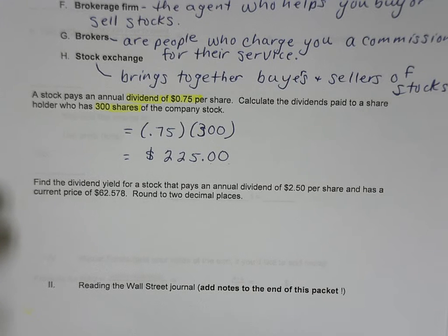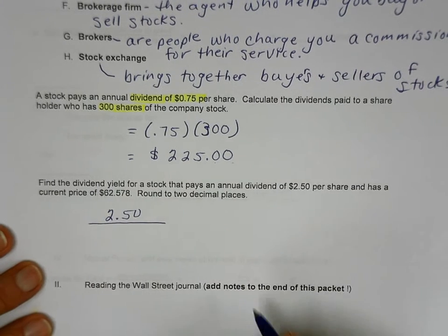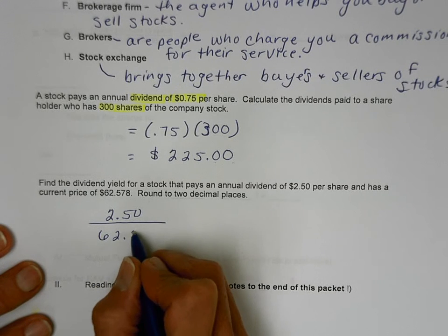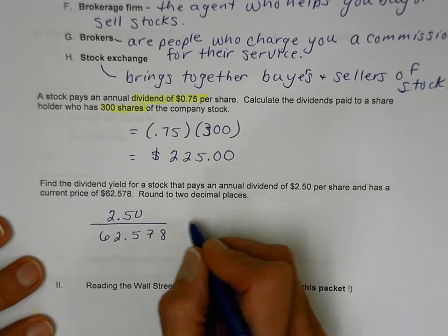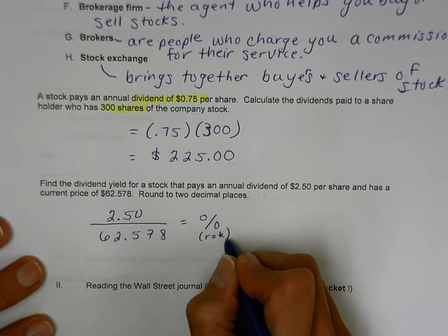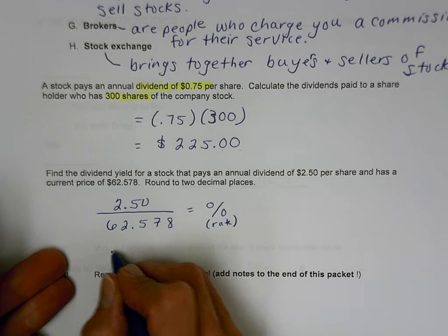All right, so let's see here. It says the dividend yield is the dividend over the stock price. So we're going to take $2.50 and divide that by our stock price, and that equals a percentage. Now, that's our percent rate there. So let's put 2.50 divided by $62.578. Now, I have this on my calculator.